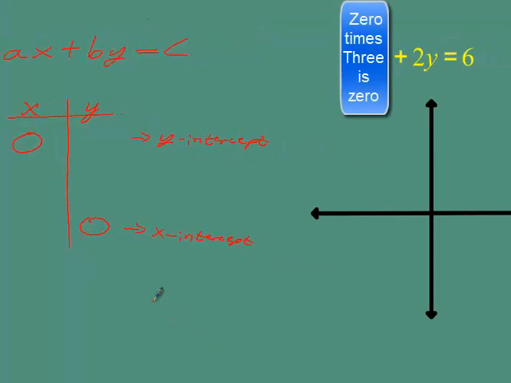So plug a 0 in for x. What's 3 times 0? So that gets me 2y equals 6. How would I get y by itself in that? And what's 6 divided by 2? Everybody okay with how I'm finding that? Or do you want me to write it out? Yeah.